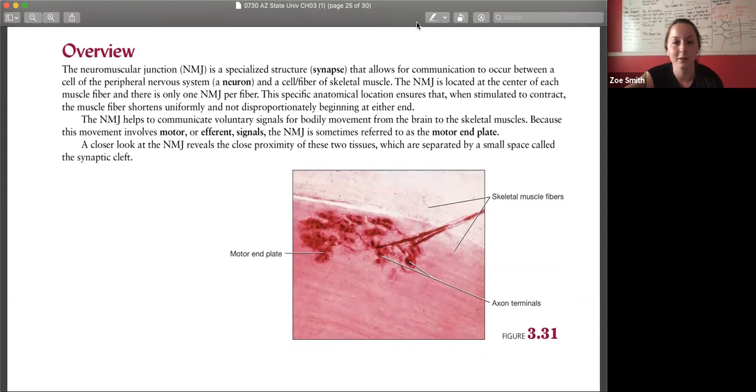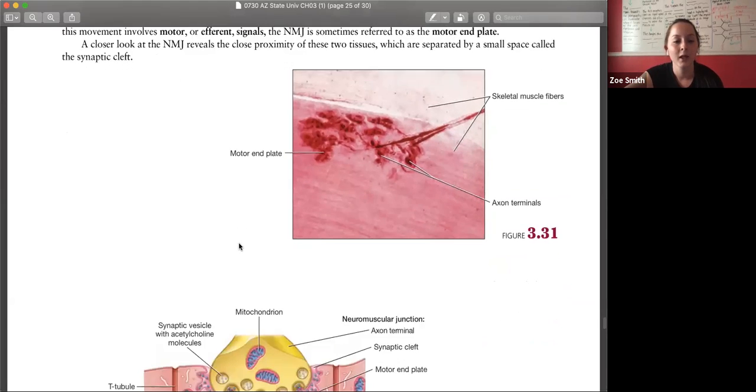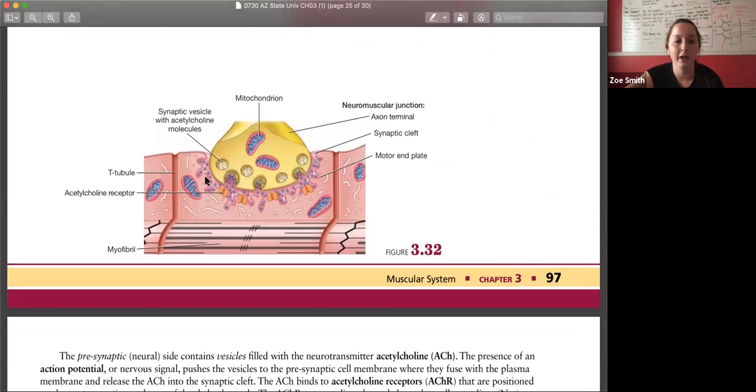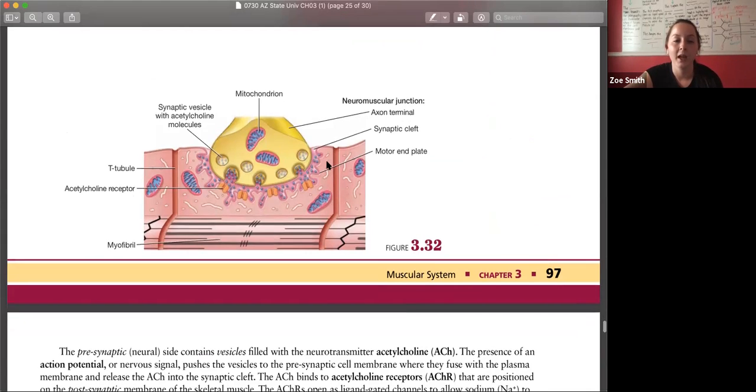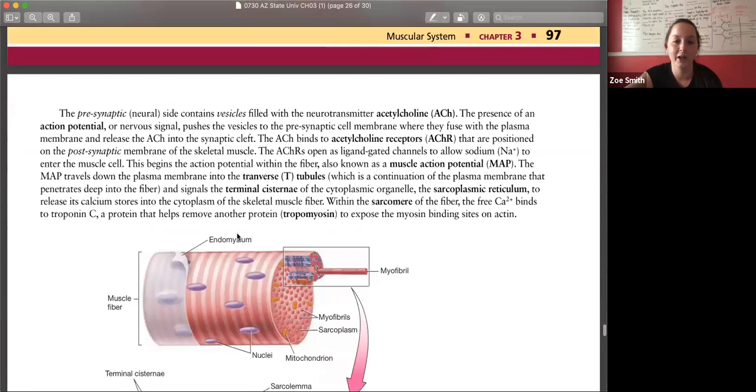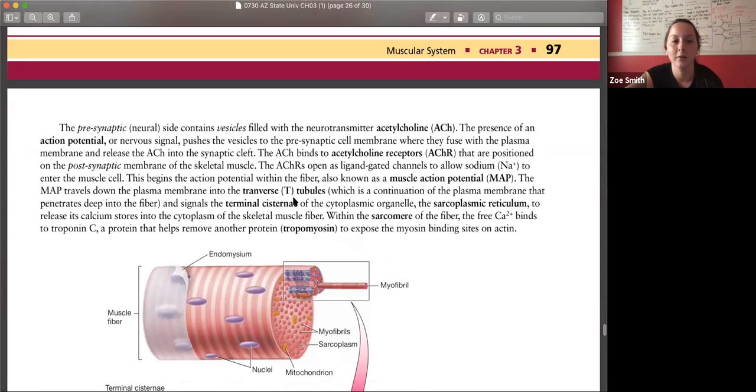Let me make sure you guys can see my arrow. In this photo right here, you can see the neuron synapsing onto the skeletal muscle fibers. Right there, you can see a little depiction of where the end of the axon, called the axon terminal, is synapsing onto the muscle fiber. And we're going to explain this very detailed process of how movement happens. It's called excitation contraction coupling.